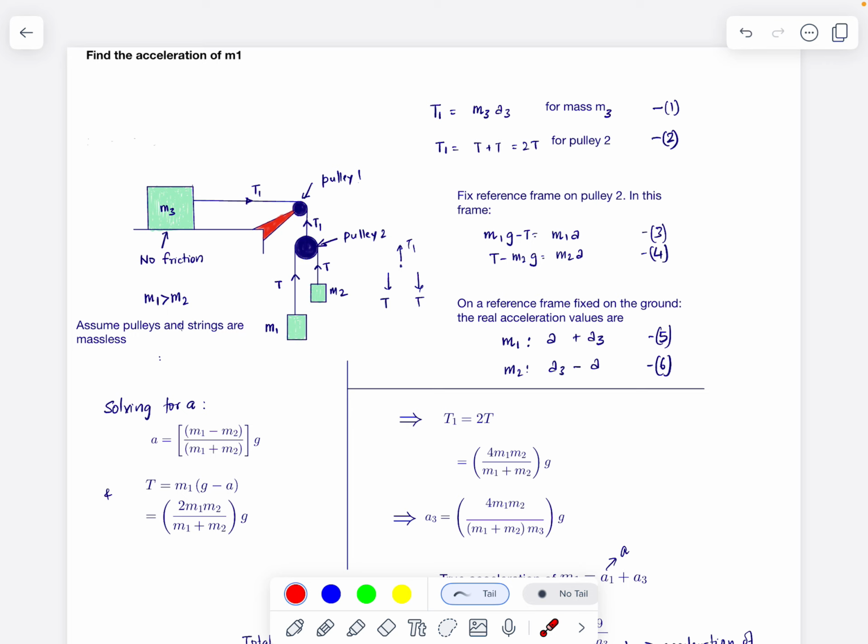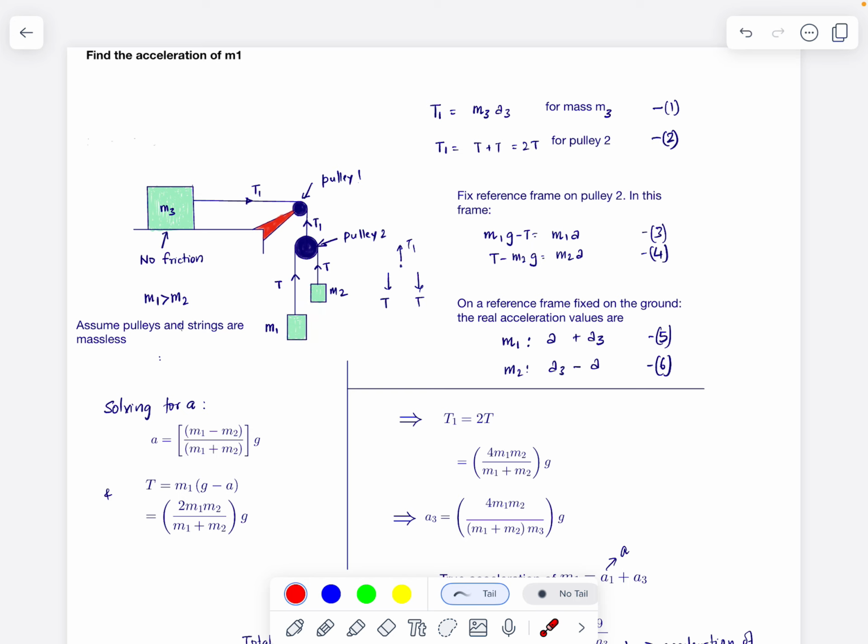There are several assumptions here, and one of the assumptions is that this mass is sliding on a surface with no friction. The strings here have no mass. These pulleys are also massless, and they are free to move. So we are not constraining the motion of these pulleys in any way. Under these circumstances, we want to find the acceleration of m1.